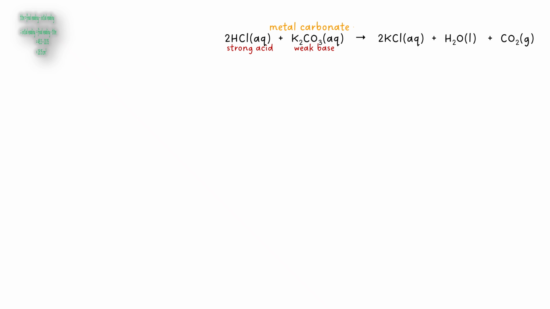Now this weak base is a metal carbonate. When an acid and a metal carbonate react, a salt, in this case potassium chloride, water and carbon dioxide are produced. This is a type of neutralization reaction, and we are told a titration experiment is performed with the acid and base. 25 centimeters cubed of the acid are used, and this would have been pipetted into the conical flask. We are also given its concentration. The burette would have had the potassium carbonate solution in it, and we don't know its concentration.